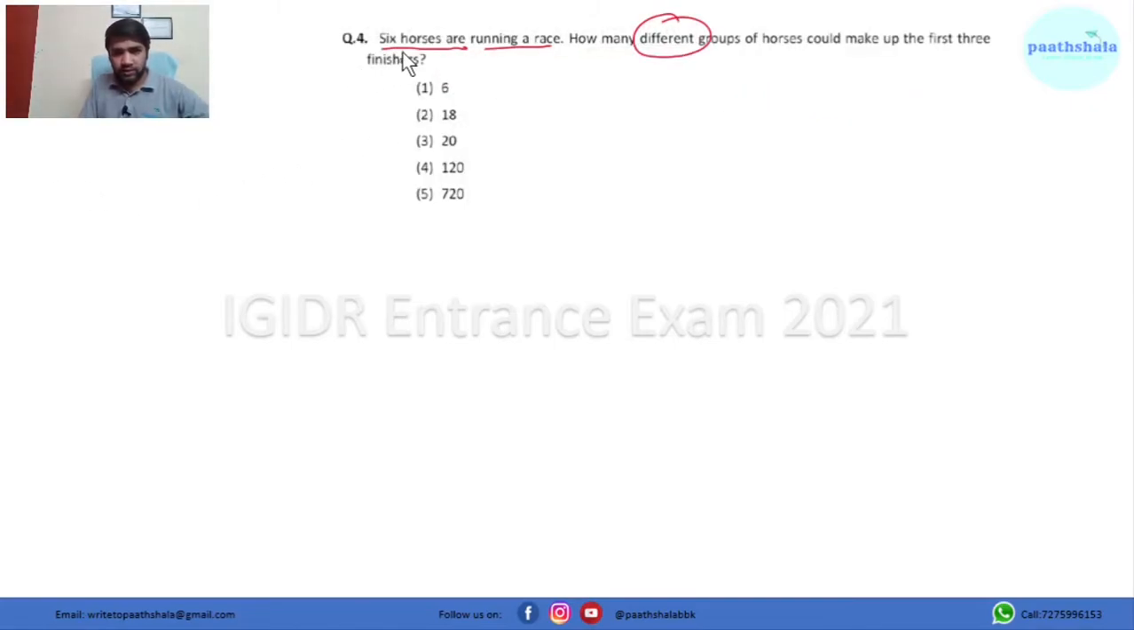In this question, it is saying that 6 horses are running a race. How many different groups of horses could make up the first 3 finishers? Basically, there are 6 horses, and we have to talk about only the first 3 finishers, and it is talking about different groups. So whenever we have to talk about different groups, we'll use the combination. So here the answer will be 6C3.